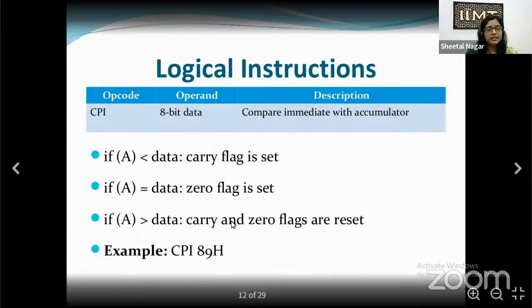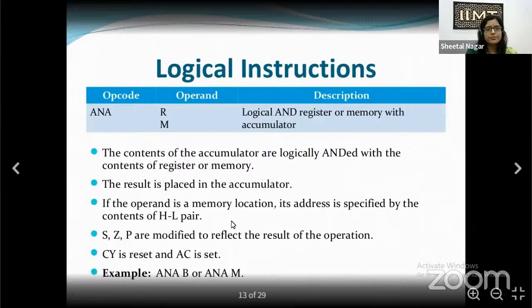Again the same: if the contents of the accumulator are less than the data, then the carry flag will be set. If the contents of the accumulator and the data are equal, then the zero flag will be set. If the accumulator contents are greater than the data, then the carry and zero flags are reset. Both will be reset. For example, we can take any 8-bit data, CPI 89H.